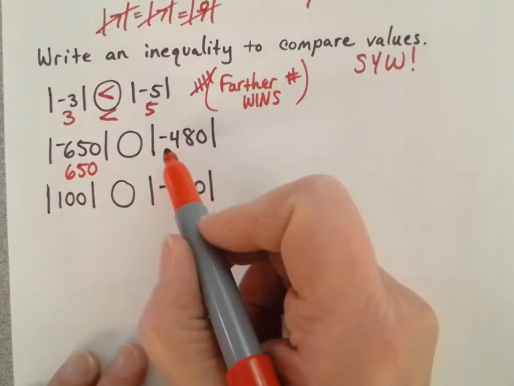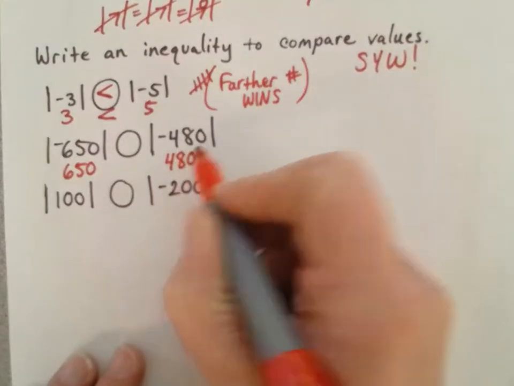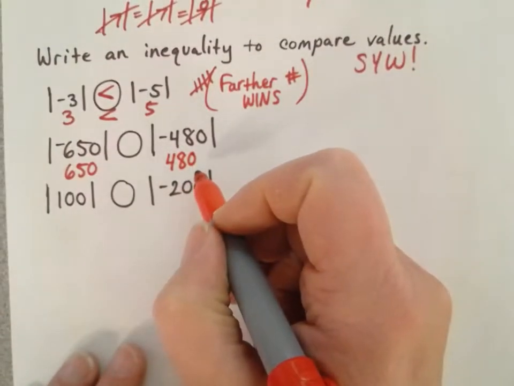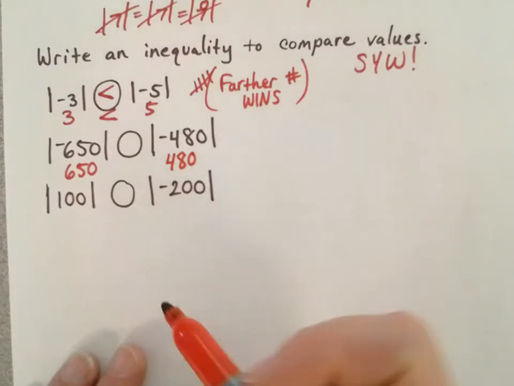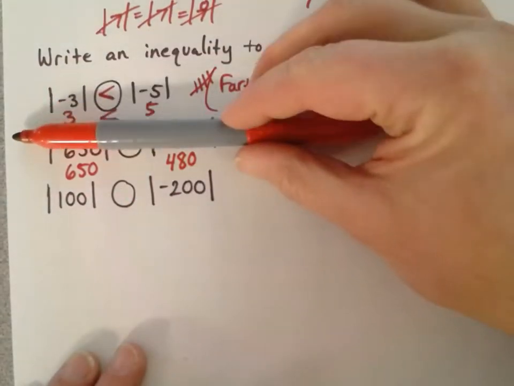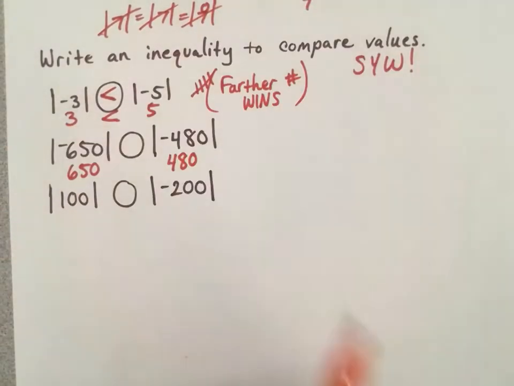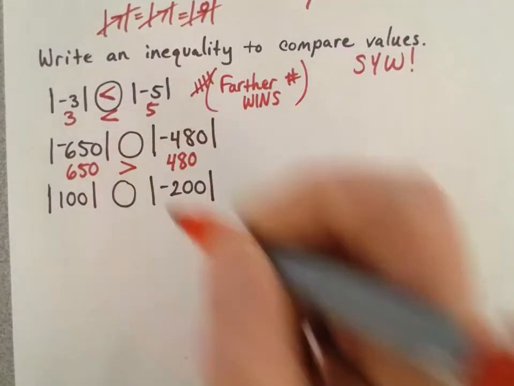We do the same thing for the absolute value of -480. We would say that is 480 units, intervals, or jumps away from 0. So we're really ready to do our comparing. Well, which number is greater? Let's ignore the original problem here. In fact, I'll try to cover it up for you. Is 650 greater than or less than 480? The answer would be greater than. 650 is greater than 480.